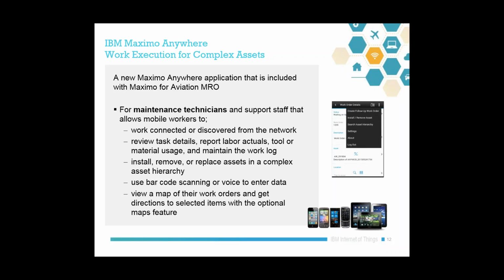And one of the big things, for those of you that have touched ACM, is the ability to install, remove, or replace assets within the asset hierarchy. And that's a fundamental thing that is done within this side. And it was one of the enhancements that we made around this new mobile application. Being able to deal with barcode scanning as well as using voice to enter the data. And then also being able to use a map of work orders.